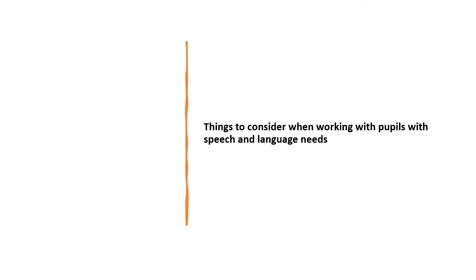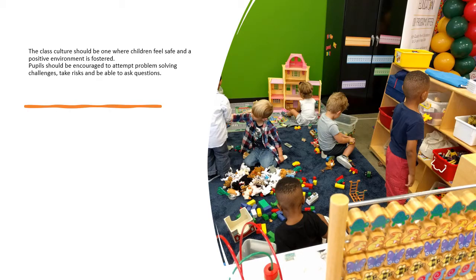Things we need to consider when we are working with pupils with speech and language needs. The class culture should be one where children feel safe and a positive environment is fostered. Pupils should be encouraged to attempt problem-solving challenges, take risks, and be able to ask questions. Making mistakes should be embraced positively and taught as part of the learning process.